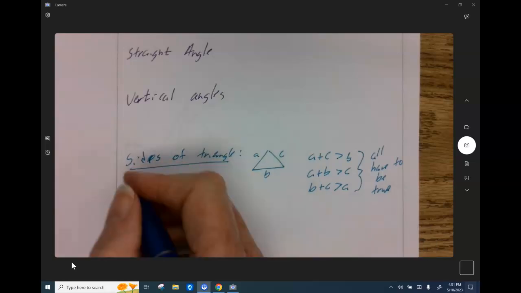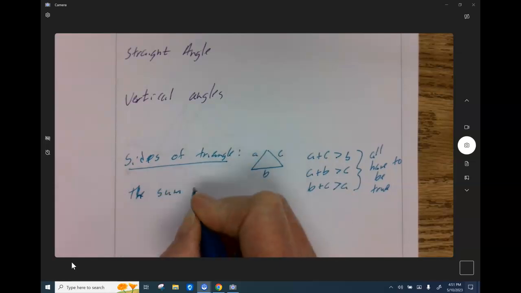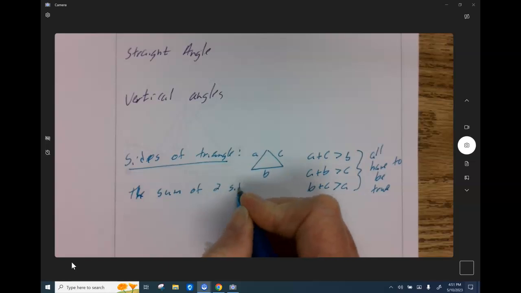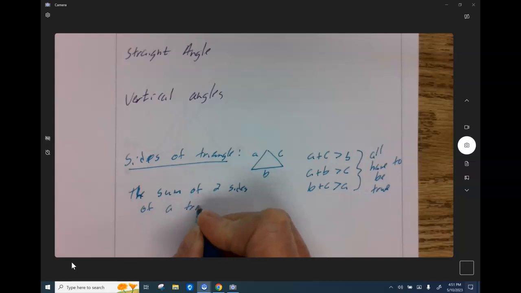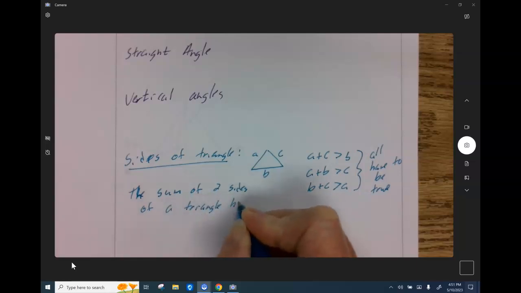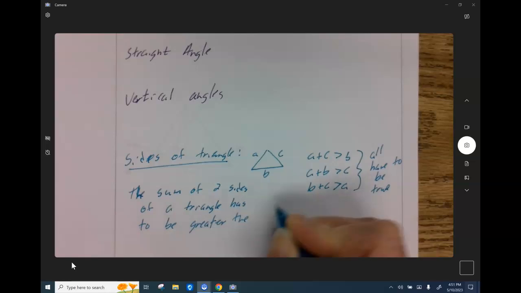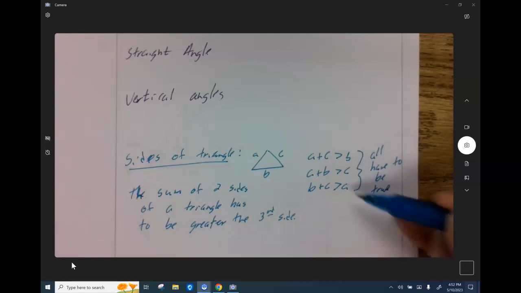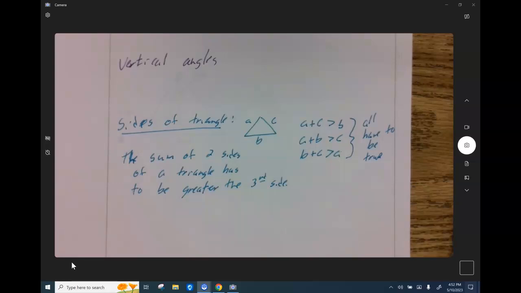Okay? And so what it says is the sum of two sides of a triangle has to be greater than the third side. Okay? But this is what you're going to have to do every single time. You're going to have to add two sides together.